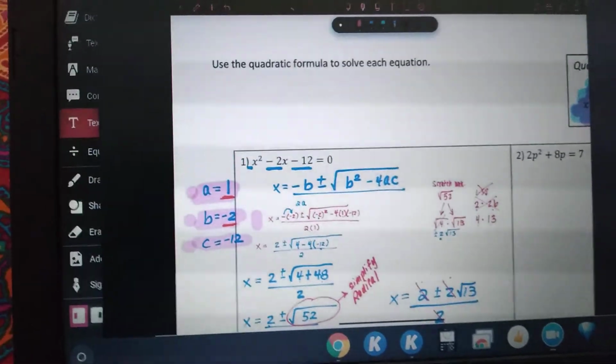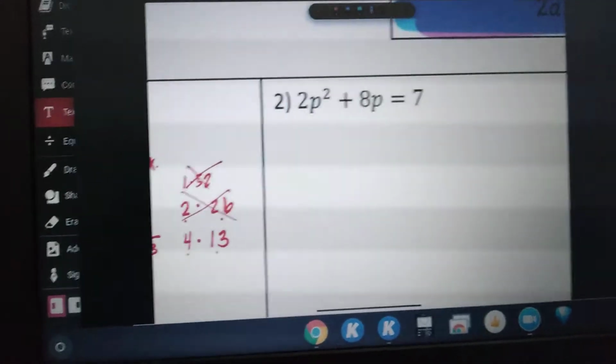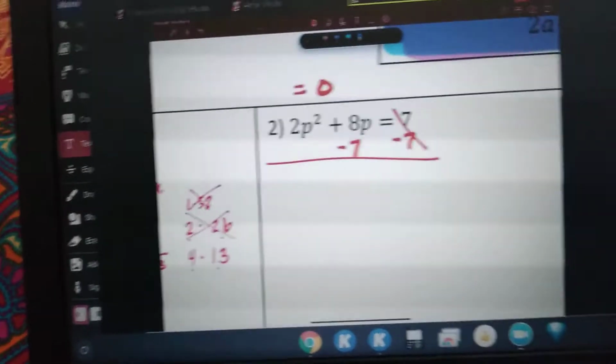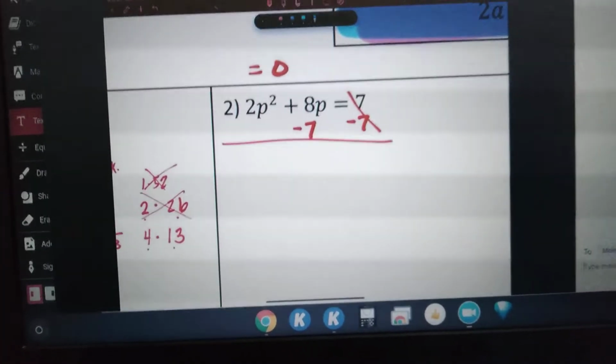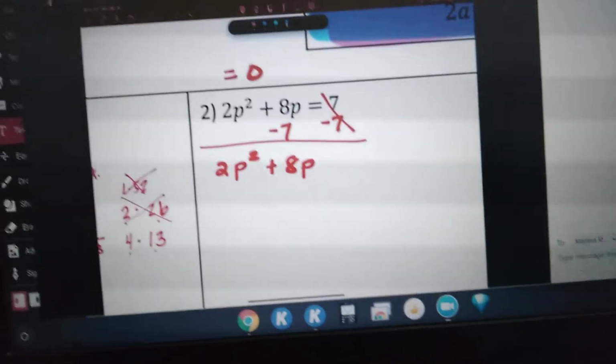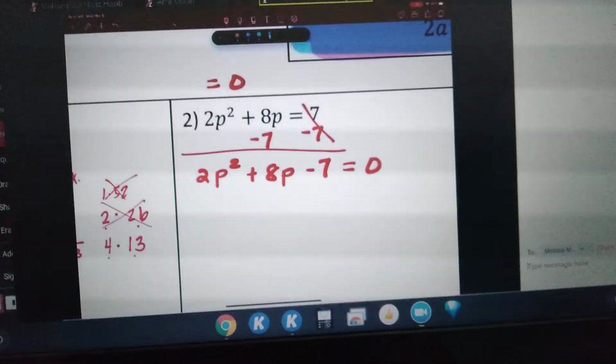Okay. Let's do another one. What if I have this equation? Well, what's the problem? It needs to be equal to 0. So I'm going to subtract 7 from both sides. So now I end up with 2p squared plus 8p minus 7 equals 0. Everyone understand?